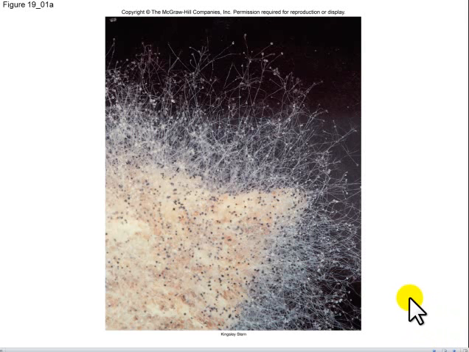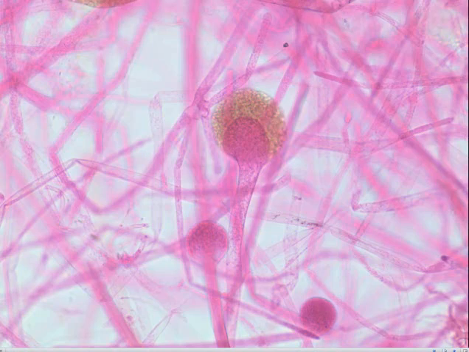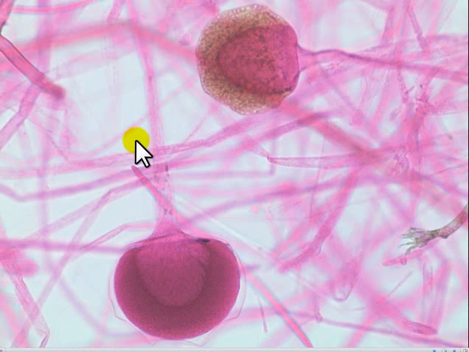And so, this is Rhizopus, commonly known as what? Bread mold. And here we have Rhizopus again. And so the term for these threads is what? Hyphae, that's right. And when you have a web of threads, that's called a what? A mycelium. And what is one of these round structures called? A sporangium, that's right.